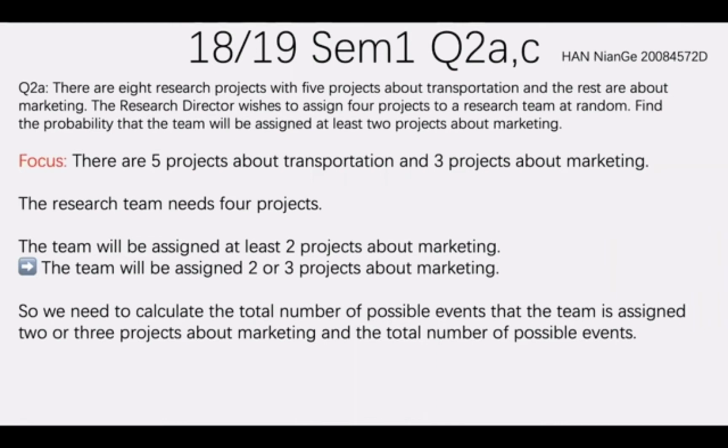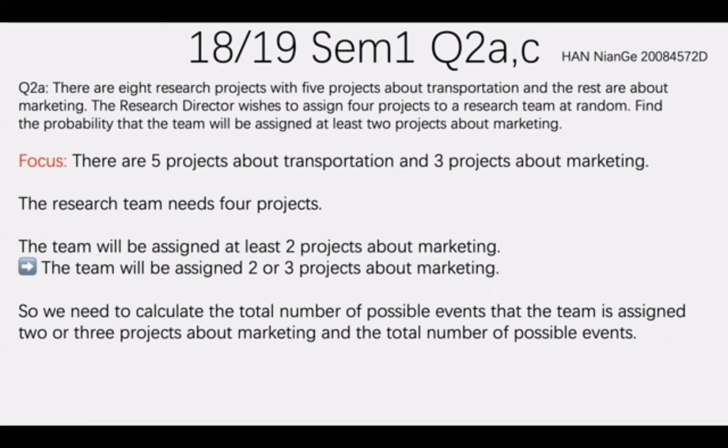We should focus that there are 5 projects about transportation and 3 projects about marketing. The research team needs 4 projects. The team will be assigned at least 2 projects about marketing. So that means we have to calculate 2 cases. The team will be assigned 2 projects about marketing, and the team will be assigned 3 projects about marketing.